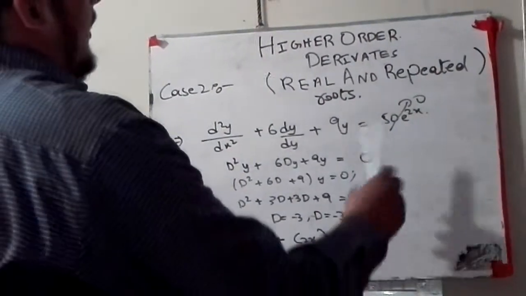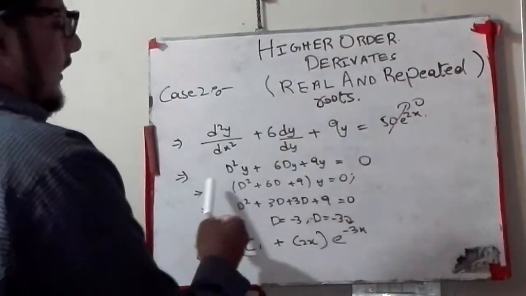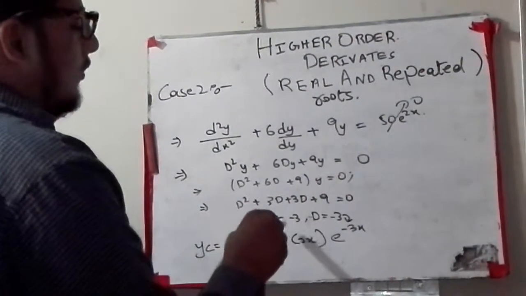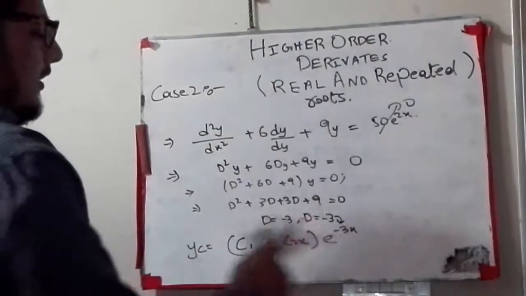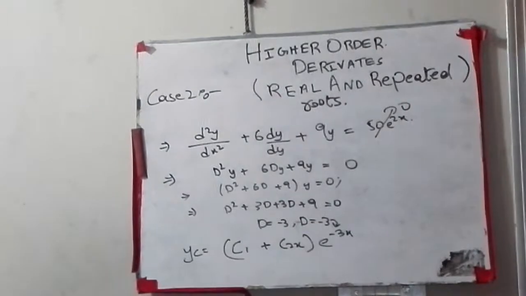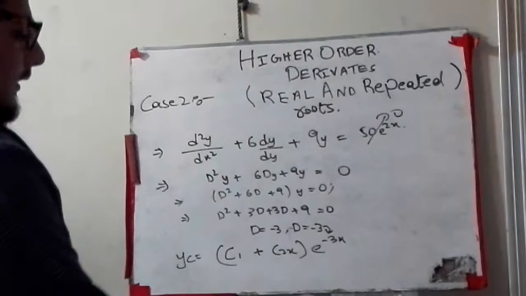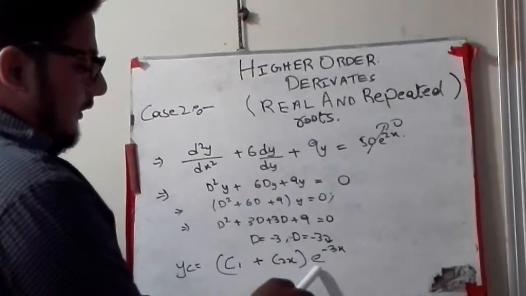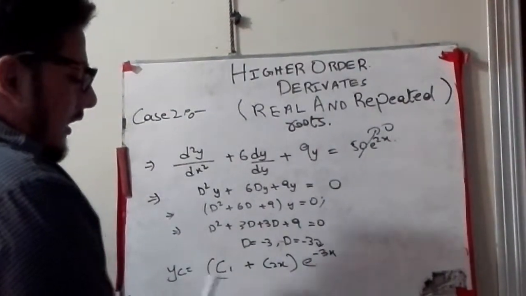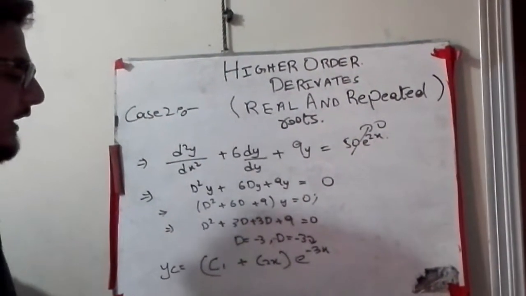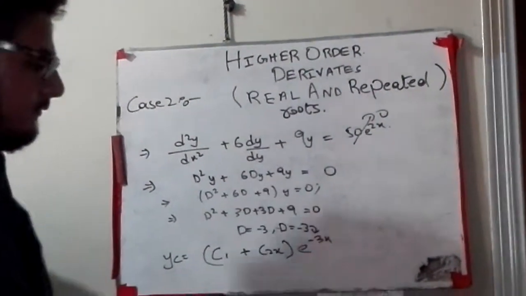Now there are real and repeated roots. So there is an equation. We will convert this again, the same procedure, and the roots are coming D minus 3 and D minus 3. Two real and repeated roots are coming. So the yc equation would be (c1 plus c2 x) e to the power minus 3x. The 3 is the real root, and suppose if there were 3 roots, then this would be c1 plus c2 x plus c3 x square.